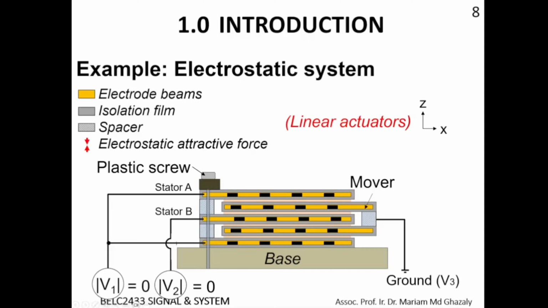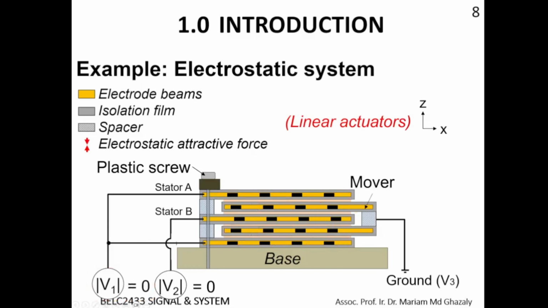So this layer is static. We call it stator A and B, whereby stator A is connected to V1, stator B to V2. The mover here is the one that is moving and is grounded, basically. So how do you actually move this actuator? The black line is actually the hole between the electrodes. Basically it's not aligned right now, and because of the non-alignment, that's how you can control the electrostatic movement.